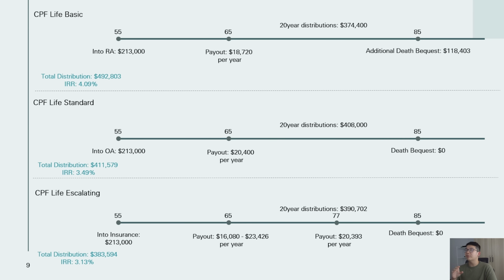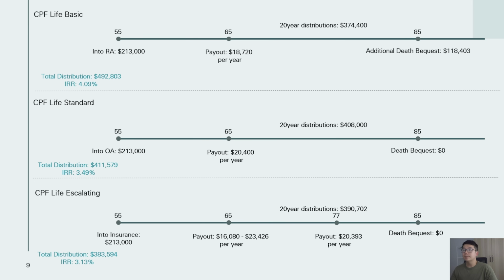It's because the CPF Life calculator currently doesn't allow you to know how much bequest you get at 85, or when you pass away, for the basic plan. So I did a basic calculation on the different amounts that you get at different life stages or different age ranges. And at 85, I believe it's about $118,000. And this equates to a total distribution of $492,000, or 4.09%.